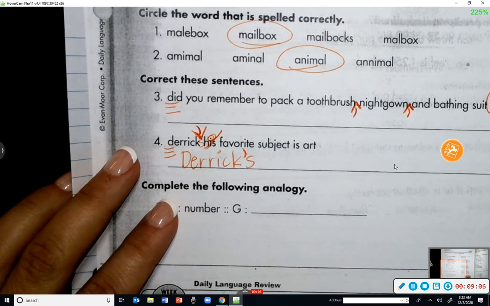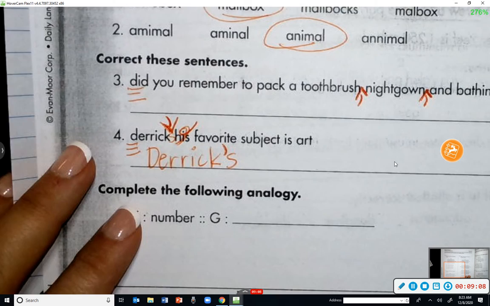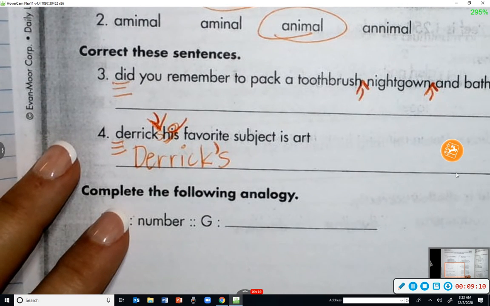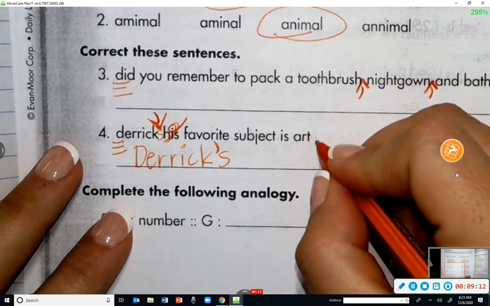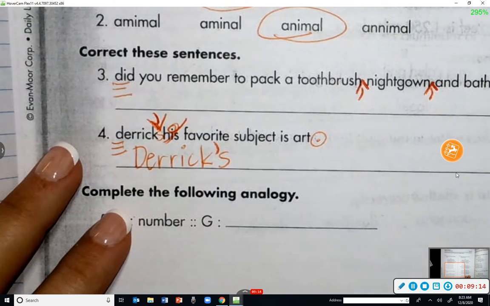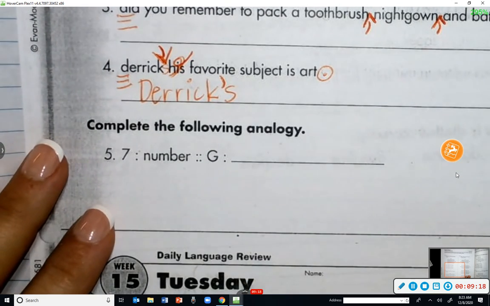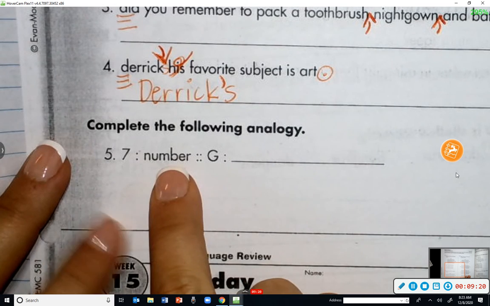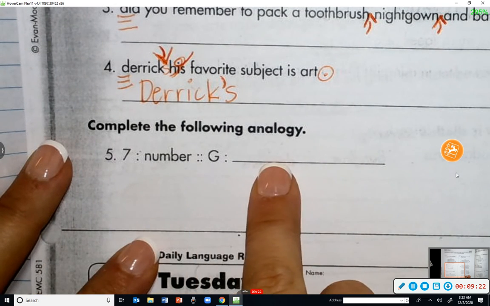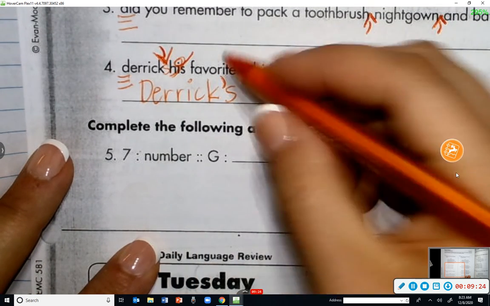What is the next mistake, Gregory? Okay, so we need to add a period at the end. Okay, the last one, an analogy. 7 is to number as G is to what, Javea? Letter.